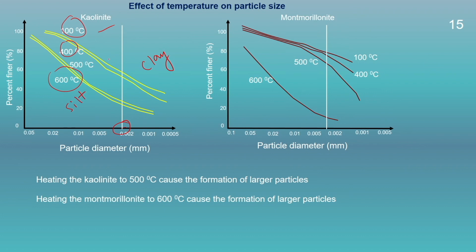So, we could see here at 100 degrees centigrade, the amount of clay content was higher, but as we increase the temperature from 100 to 400 or 500 or 600, the amount of clay content is decreasing and the amount of silt will keep on increasing, and this effect can be seen higher at the temperature of 500 to 600 degrees centigrade. So, heating the kaolinite to 400 degree centigrade causes the formation of the larger particles, and also it reduces the specific gravity and it also increases the shear strength.